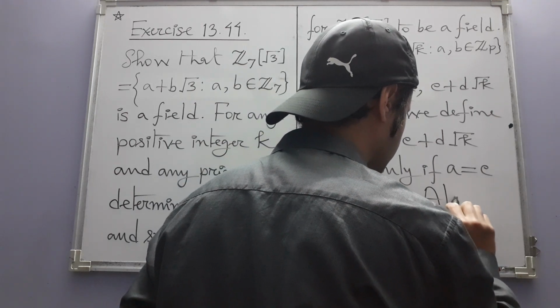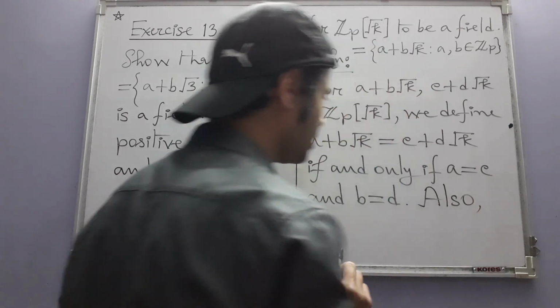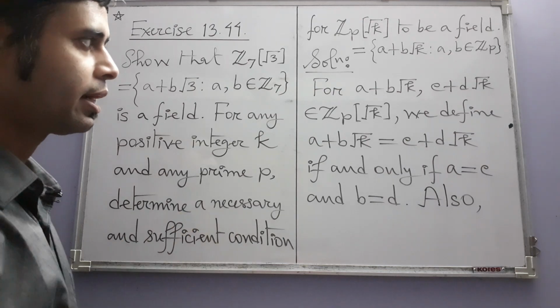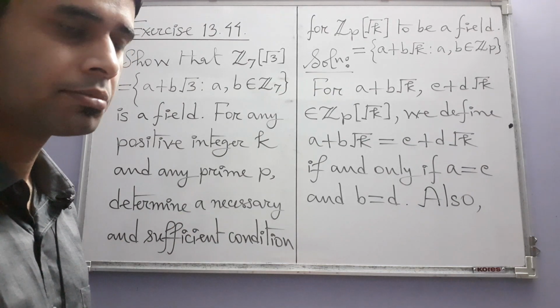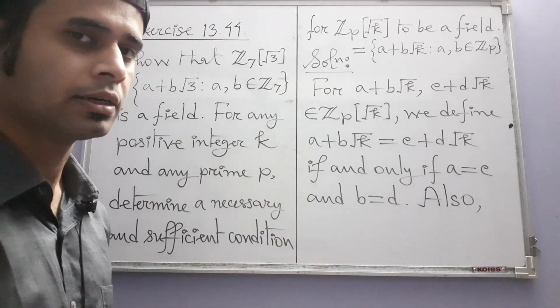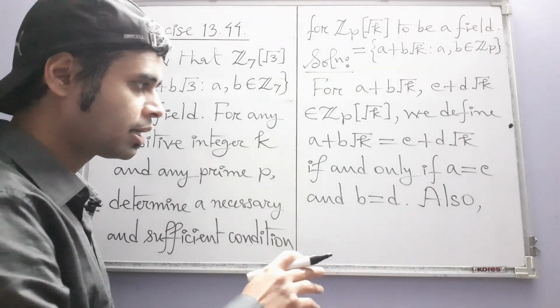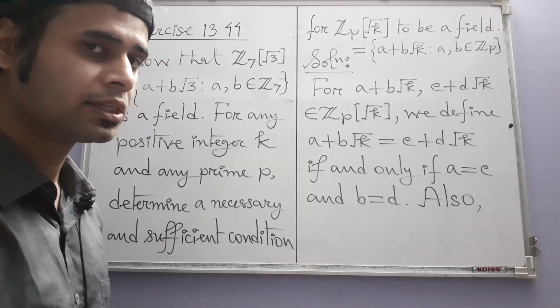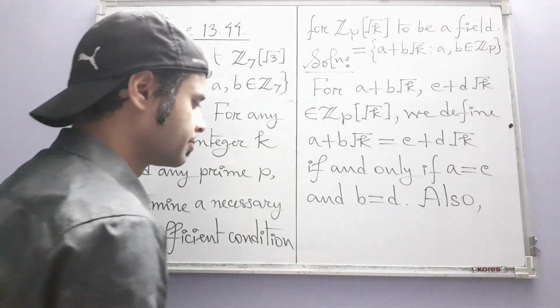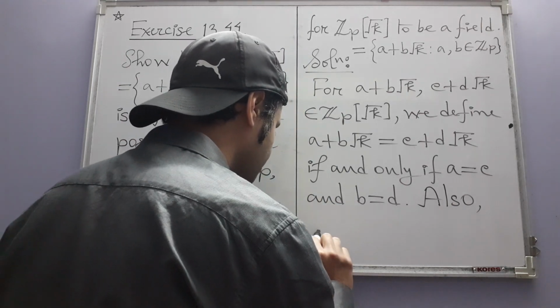Also, now we are going to define addition and multiplication in this set. Since we are dealing with abstract symbols, everything has to be defined, and then based on what we define, we are going to see the consequences, that is whether it will be a field or not. So let us first define addition.